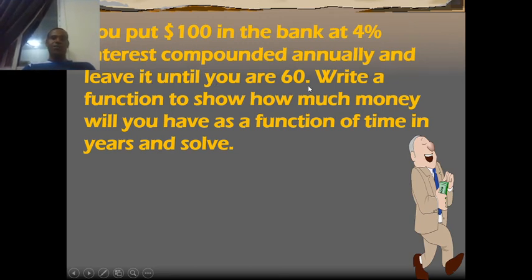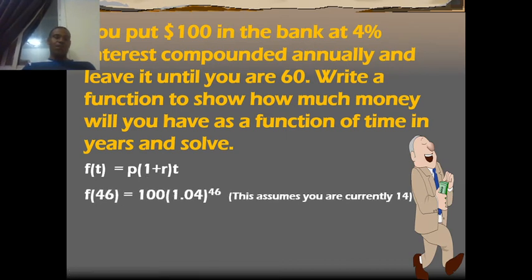Now another exercise, you put $100 in the bank at 4% interest compounded annually, and leave it until you are 60. Write a function to show how much money you will have as a function of time in years and solve. Here the function I will make f of t equals P multiplied by 1 plus r to the power t. So we get f of 46 equals 100 multiplied by 1.04 to the power 46, because 60 years.